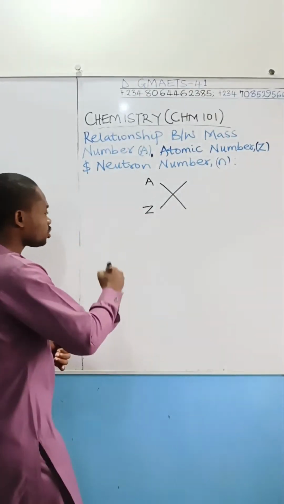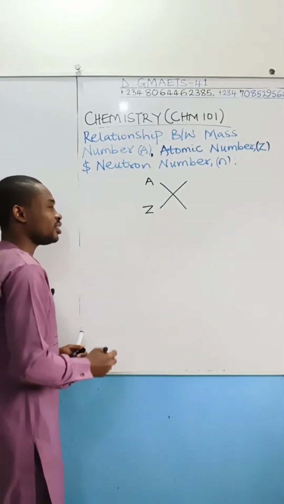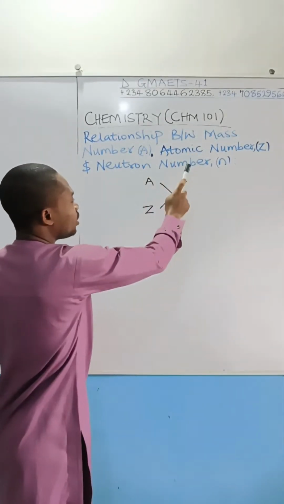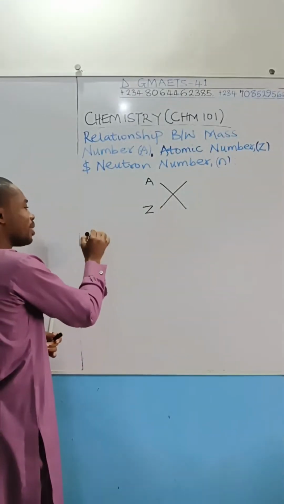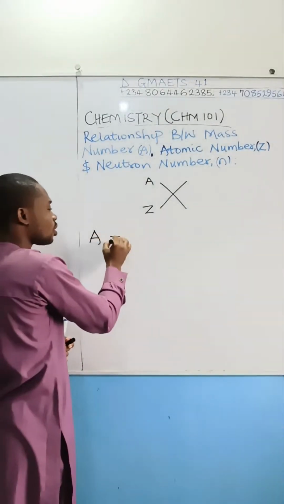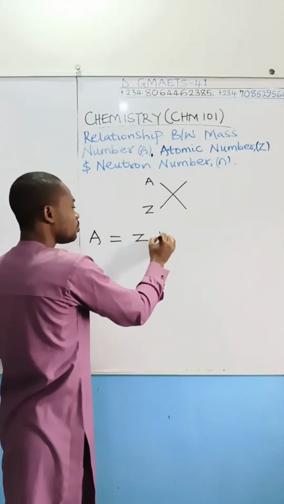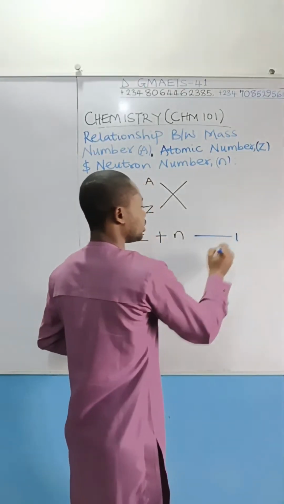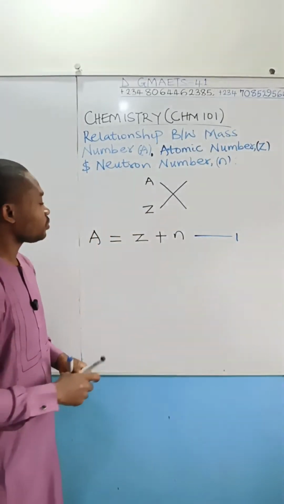Now, the first relationship I want us to understand here is the relationship between mass number, atomic number, and neutron number. The mass number A is equal to the atomic number Z plus the neutron number N. We are going to call this equation 1. Please take note of it.